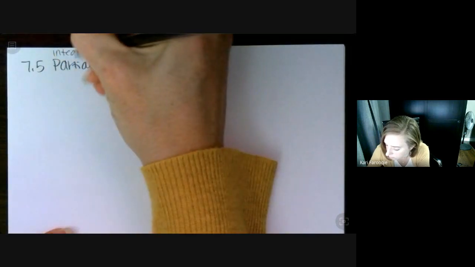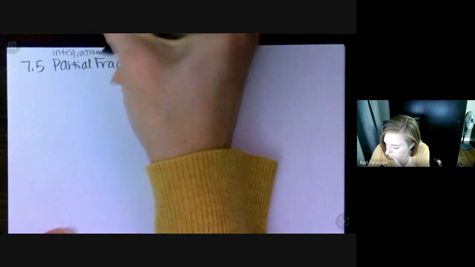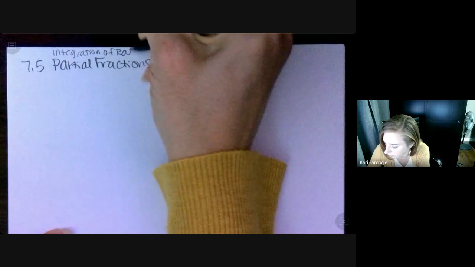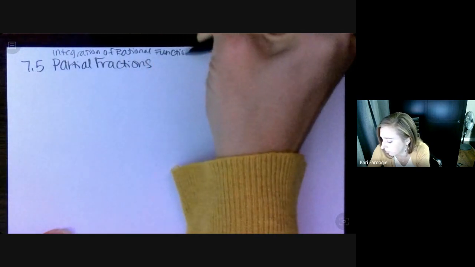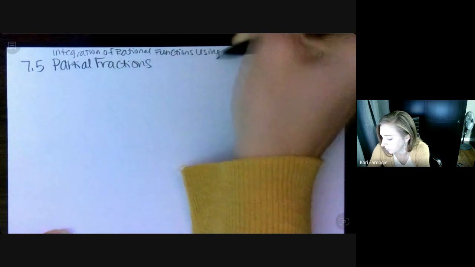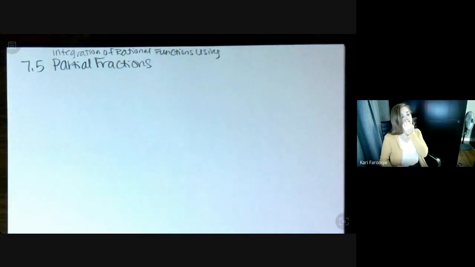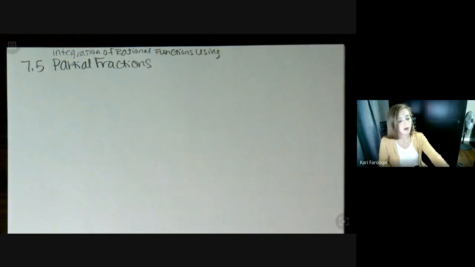Integration of rational functions using partial fractions. Fine, that's officially what the section's called. I think because fractions always make people feel uneasy. So when I say that we're going to use partial fractions, maybe it makes you feel uneasy, but hopefully by Calc 2, you're not too upset about fractions in your life.